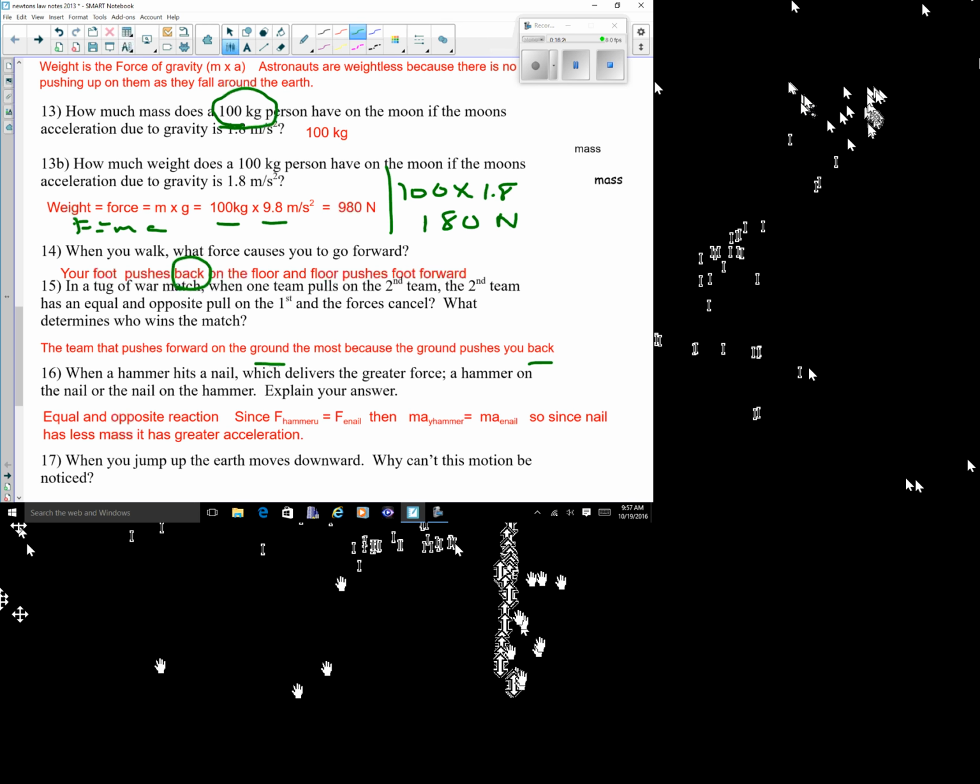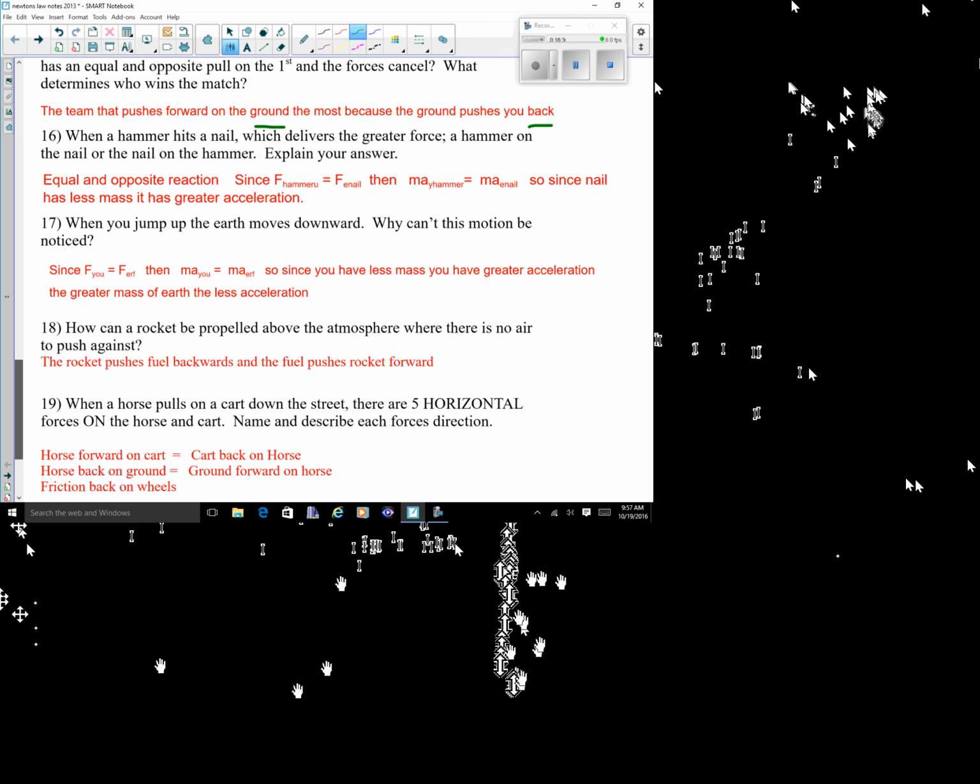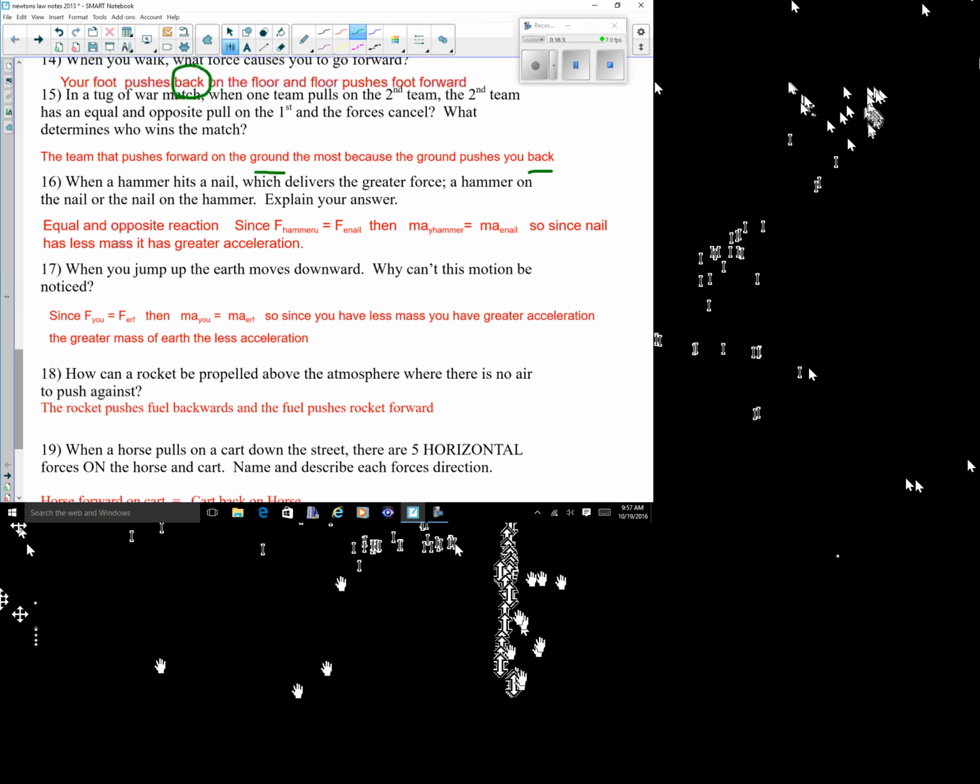So number 16, all these are Newton's third law questions. Number 16 says, when a hammer hits a nail, which delivers a greater force, the hammer on the nail, or the nail on the hammer? Absolutely equal, because Newton's third law says for every action there's an equal and opposite reaction. So since the hammer's force has to equal the nail's force, then the mass times acceleration of the hammer has to equal the mass times acceleration of the nail. So the nail has less mass, so it must have greater acceleration.